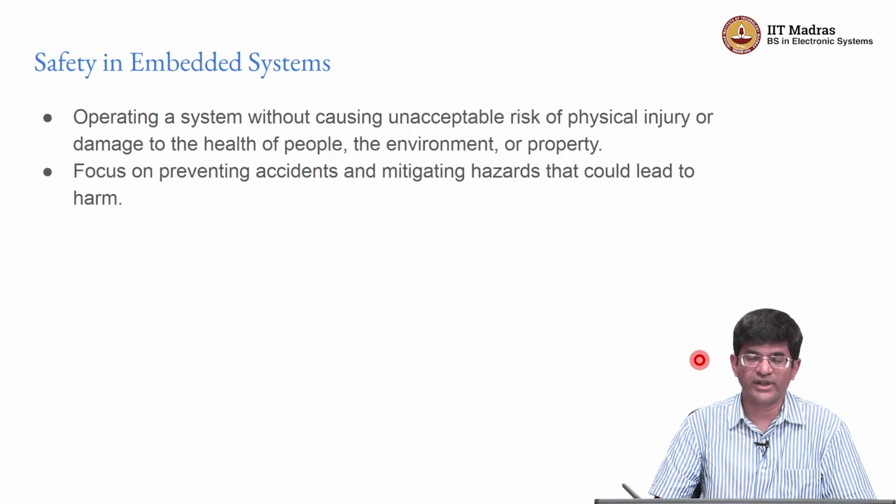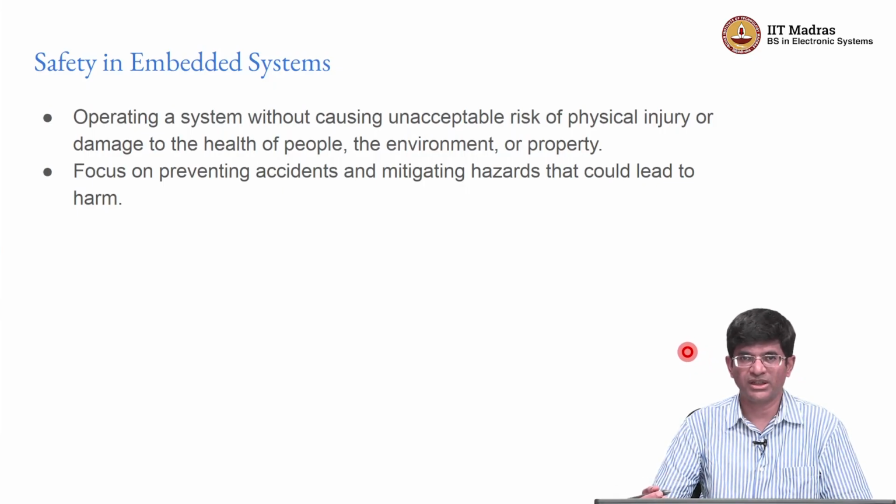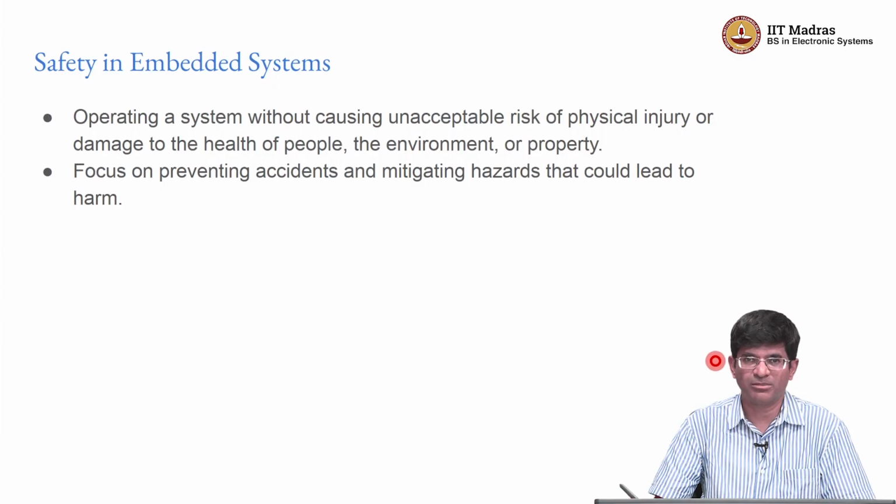Now, of course, we are talking about embedded systems. Does that really apply in the context of something like a nuclear power plant? The answer is yes, because a lot of what happens inside a nuclear power plant actually turns out to be controlled using some kind of embedded systems. And the focus is primarily on preventing accidents and mitigating hazards, right? You try and reduce the probability of a hazardous event occurring, and essentially define anything hazardous as something that could lead to harm. So this is our main purpose when we are looking at the safety aspects of embedded systems.